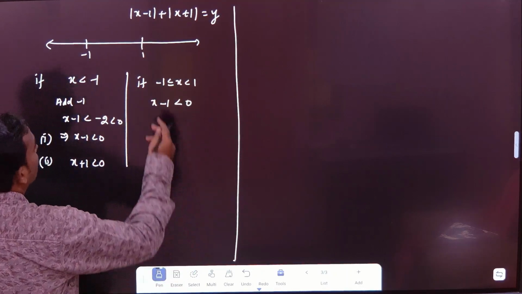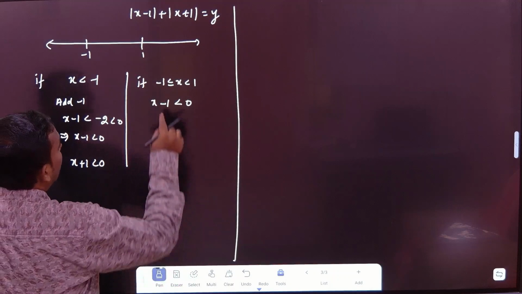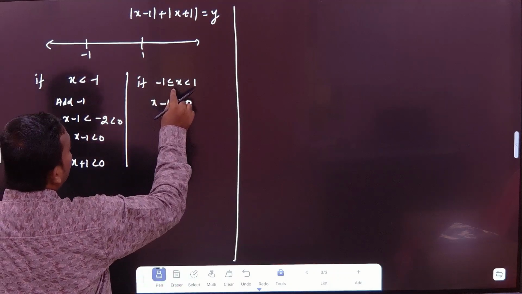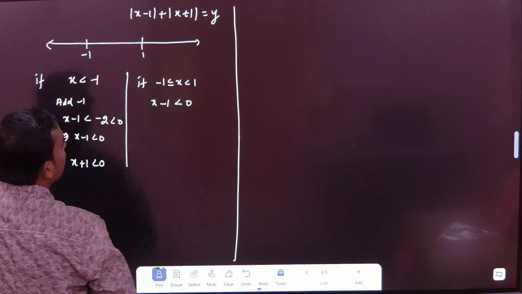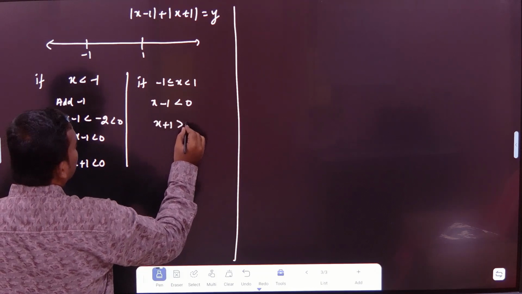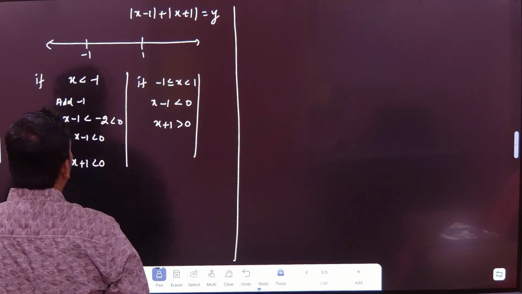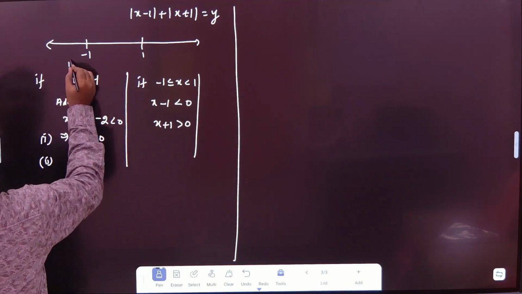The same way, you can add 1 in this interval, minus 1 to 1. Minus 1 plus 1 is 0, and x plus 1 is less than 2. So definitely x plus 1 is positive, greater than 0. Clear? Next you can check. This is the first one.